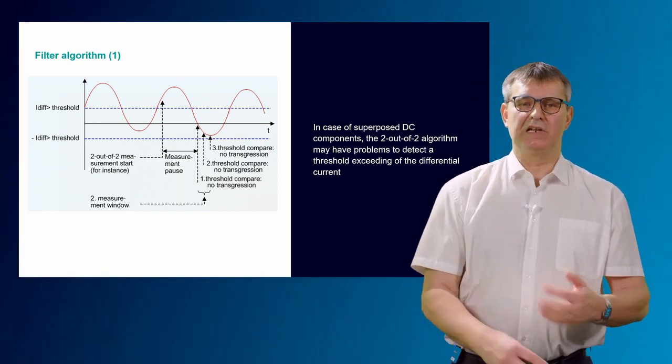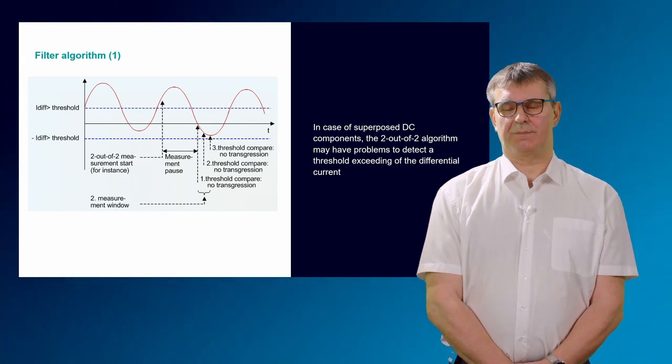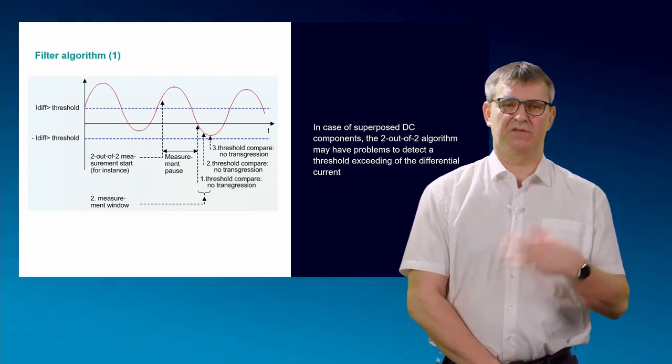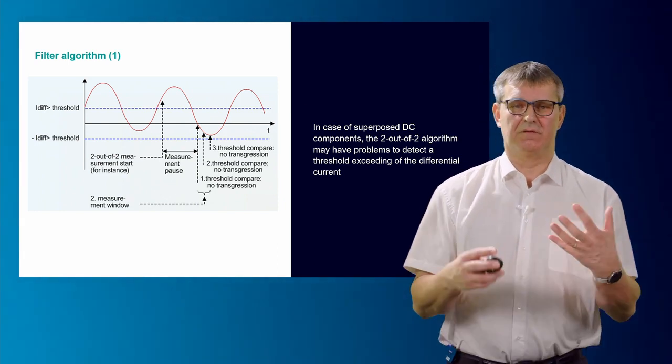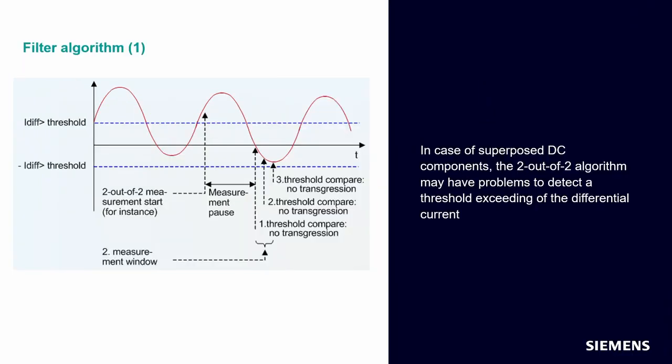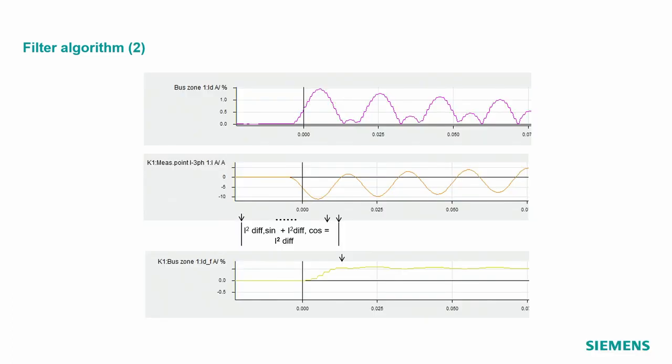Because you are only a little bit above the minimum differential current threshold and you have a DC offset, and the 2 out of 2 algorithm is looking for the tripping area in two succeeding half waves, you have a problem. And what will be the solution? The solution will be a filter algorithm which will eliminate the DC offset.